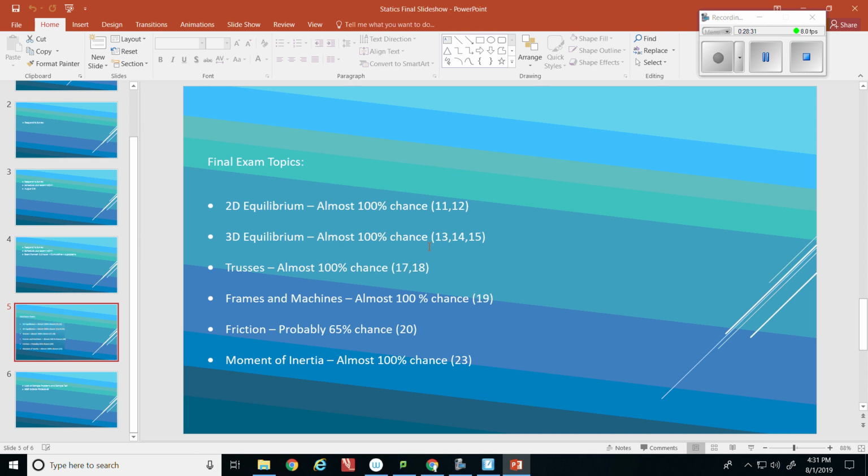If you want to look at Hibbler, 2D and 3D equilibrium is chapter 5. Trusses and frames and machines is chapter 6. I believe friction is chapter 8, and moment of inertia is chapter 10, I think. Frames, machines, and trusses are both chapter 6, I'm pretty sure. So a lot of this test is chapters 5 and 6, because that's the hardest statics.